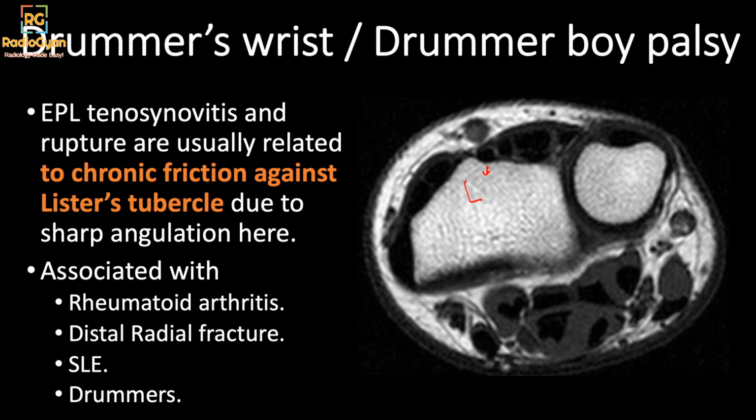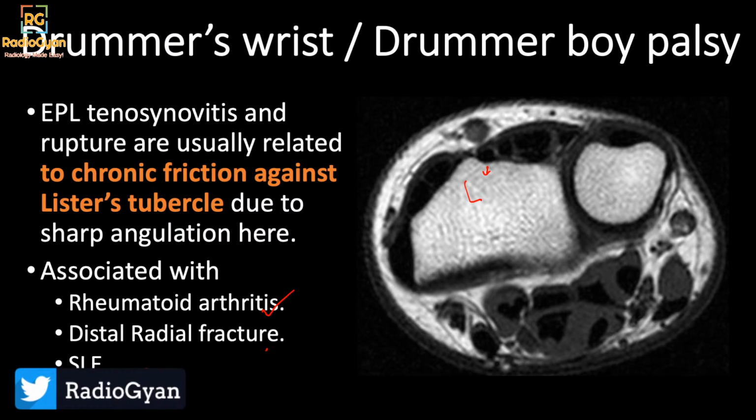Remember, these tenosynovitis syndromes are common in rheumatoid arthritis and SLE. Extensor carpi ulnaris, extensor pollicis longus, and extensor digitorum are commonly affected in these syndromes. So rheumatoid arthritis and SLE are associated with extensor and flexor tenosynovitis. Moving on to the next case. Also, as the name suggests, it's also seen in drummers because of chronic friction between the extensor pollicis longus and the Lister's tubercle.